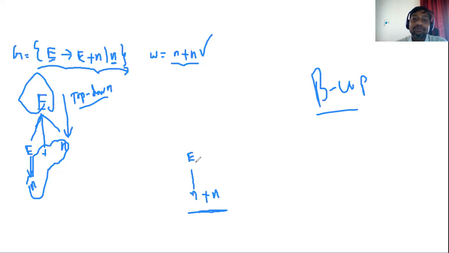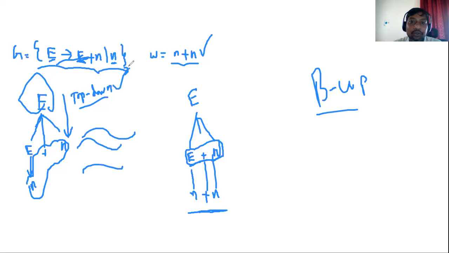Now after this step we are left with E and n. Now we have E plus n. This n is reduced to E. If you consider this entire string E plus n as a substring, the handle, then this E plus n exactly matches the first production rule. That means this entire thing can be reduced to E. Now compare these two.